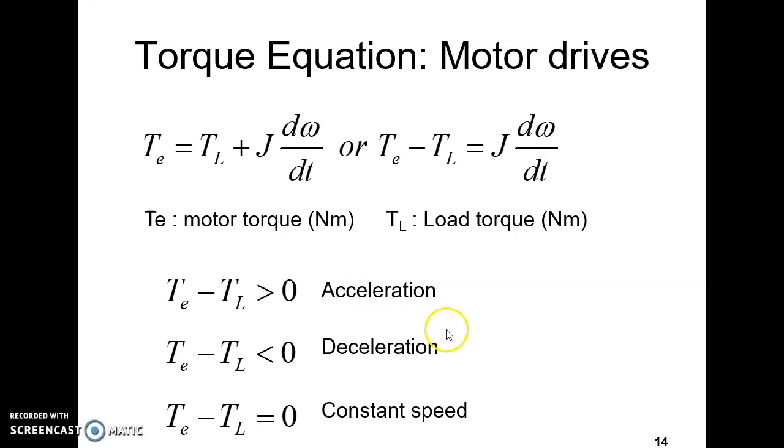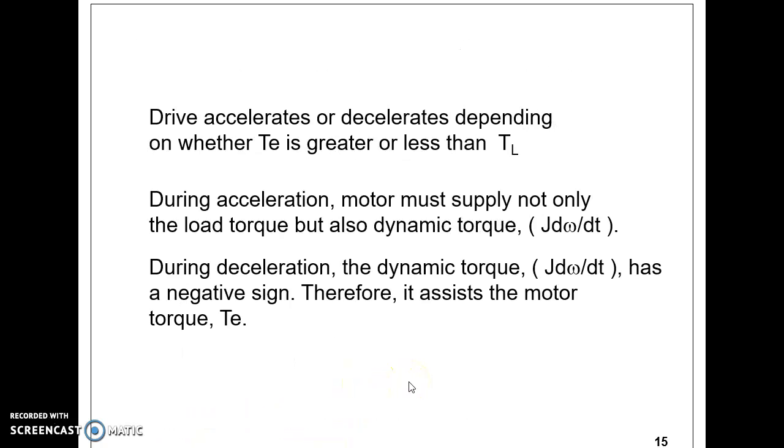The acceleration and deceleration depend upon the sign and magnitude of the motor torque, the electromagnetic torque, and the load torque. If the electromagnetic torque is greater than the load torque, then we will get acceleration. If T minus TL less than 0, then we will get deceleration. If T minus TL equal to 0, then the motor will run at constant speed.